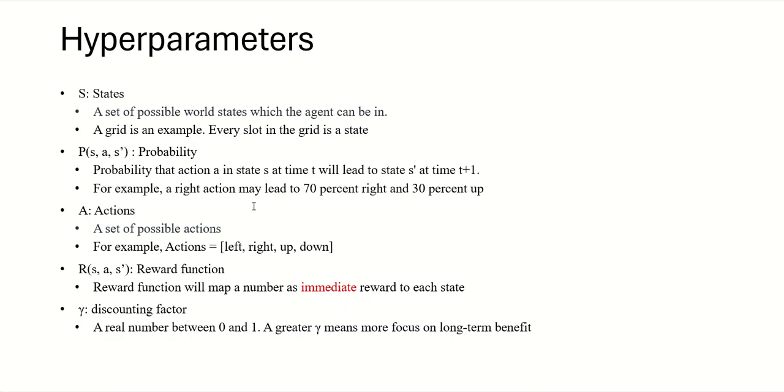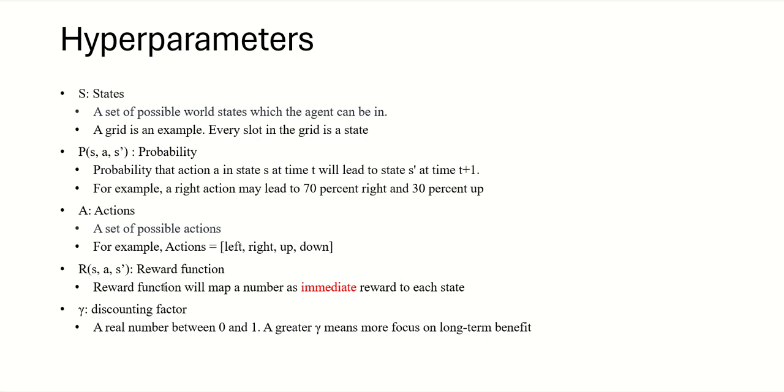Now the hyperparameters. For states, for example, if there is a grid of size 4 times 4, there will be 16 cells, and each cell is a state. What's the transition probability? For example, when I'm in a state and I choose the right action, it doesn't necessarily mean I will go to the state on the right side. I will still probably go up, down, or left, or even stay in the original state. And what are actions? We assume each state has 4 actions: left, right, up, down. It can be 8 if you can go diagonally.